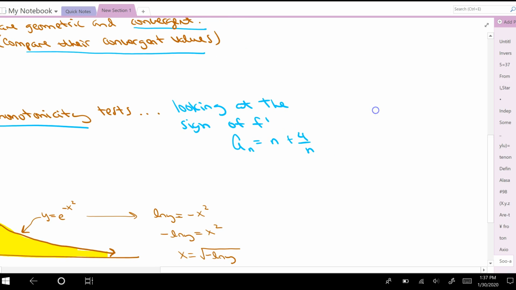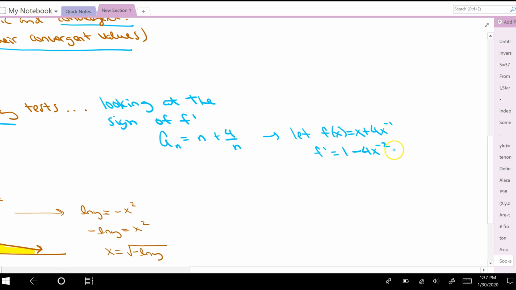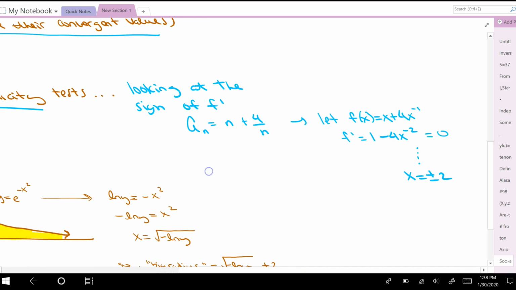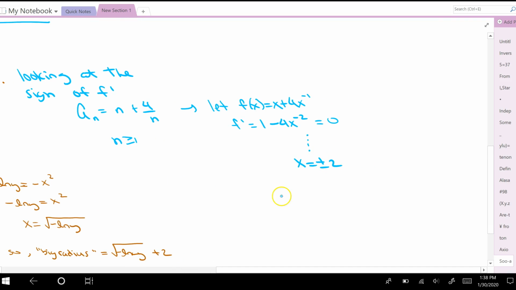So when you use the derivative test, you say, okay, let's create a continuous function, and then let's take its derivative. And then let's figure out the first derivative critical points. When you get here at the end of the day, I think you get x equals plus or minus 2 after you solve. But for this sequence, I believe n is only for integers bigger than or equal to 1. So the positive 2 is all I really care about.